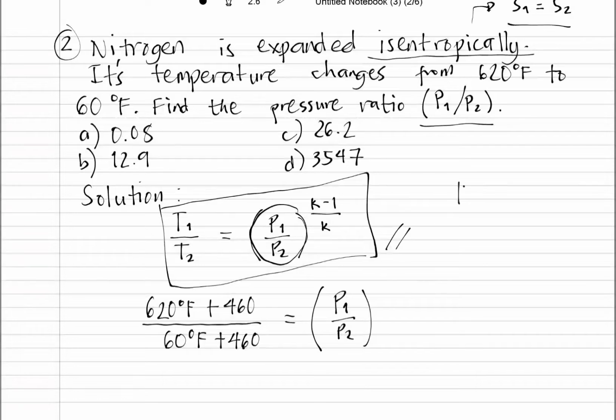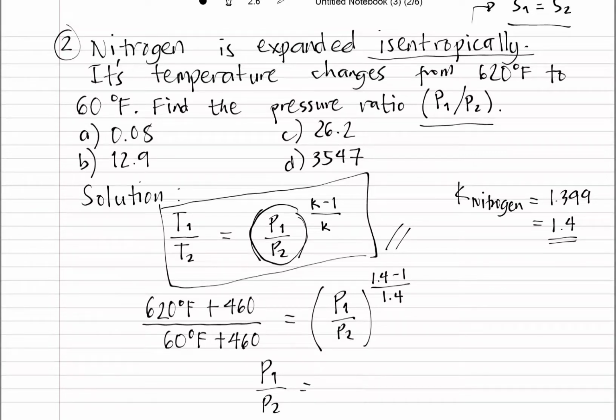Ang tanong, ano yung K ng nitrogen? Tandaan guys, ang K ng nitrogen is 1.399, or kapag niround off mo yan, yan ay 1.4. Ang gagamitin dito is 1.4, yung K natin, minus 1 over 1.4. Therefore, as you solve for this using your calculators, P sub 1 over P sub 2, o yung ating pressure ratio, is makakuha natin dyan is 12.9, or 12.91. Unitless siya kasi ratio siya.